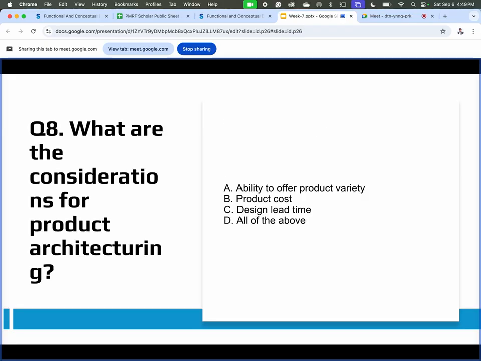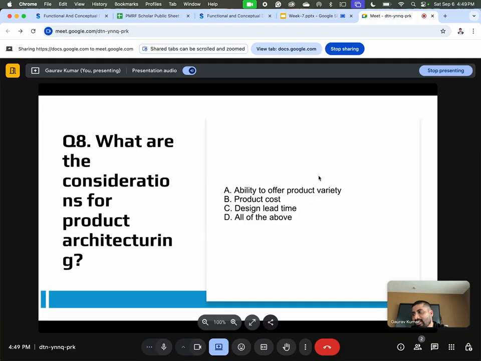Okay, now moving towards the next question. Question number 8. What are the considerations for product architecting? Is it ability to offer product variety, or product cost, or design lead time, or all of the above? What is the right answer? Please pause the video and answer it yourself, and meanwhile I will also provide the correct explanations for these questions.